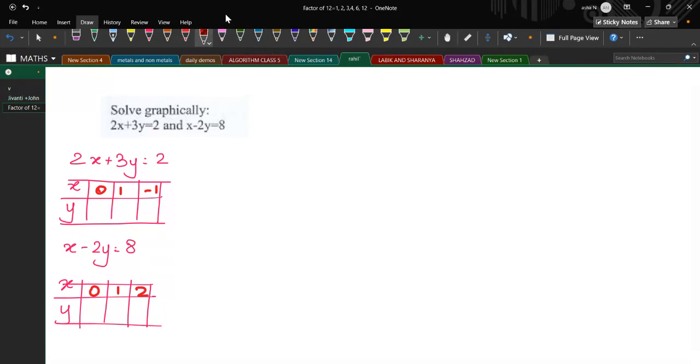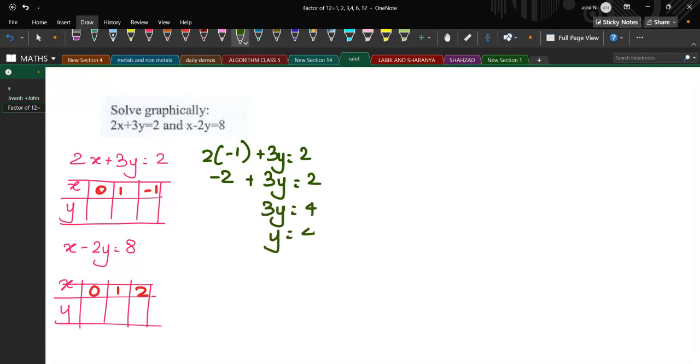Okay, for minus 1 I am doing 2 into minus 1 plus 3y which is equal to 2. So 2 ones are minus 2 plus 3y equals 2. So 3y is equal to 2 plus 2, which is 4. So y is equal to 4 upon 3. 3 ones are 3, point 1, 3 threes are 9. Oh, it is going in decimal point.